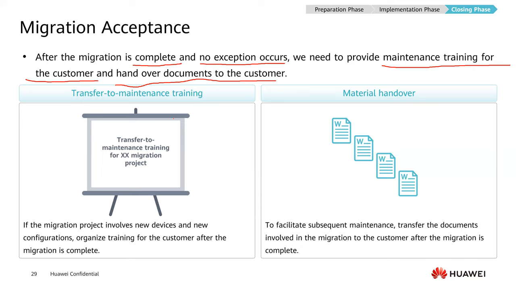So two things we need to do. The first is to hand over the documents to them. And the other thing is training, if necessary. You should know that some customers don't have the ability to maintain the networks, so they don't need training. But for some customers, for example if you change to a new device for them, you need to teach them how to use the new device.